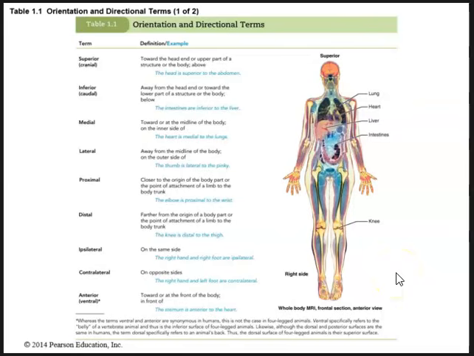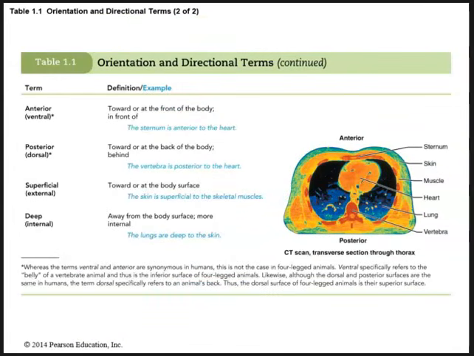Okay. So next term we have is anterior. We know that anterior means toward or at the front of the body or in front of. So if we can see the actual skeleton, we know that the sternum, which is part of the rib cage, the sternum is more anterior to the heart. Actually, if we are looking through a transverse section of the chest, so here is the heart, and if this is anterior, here is part of that sternum, which is more anterior compared to the heart.